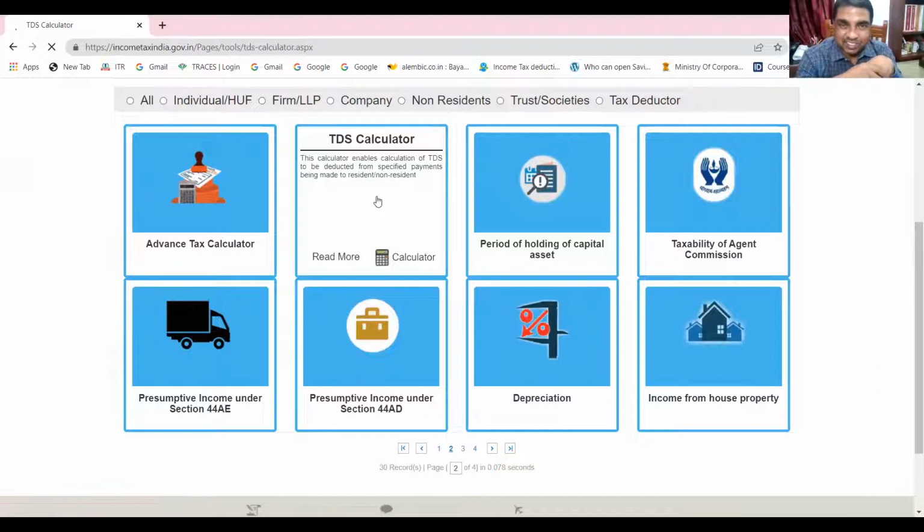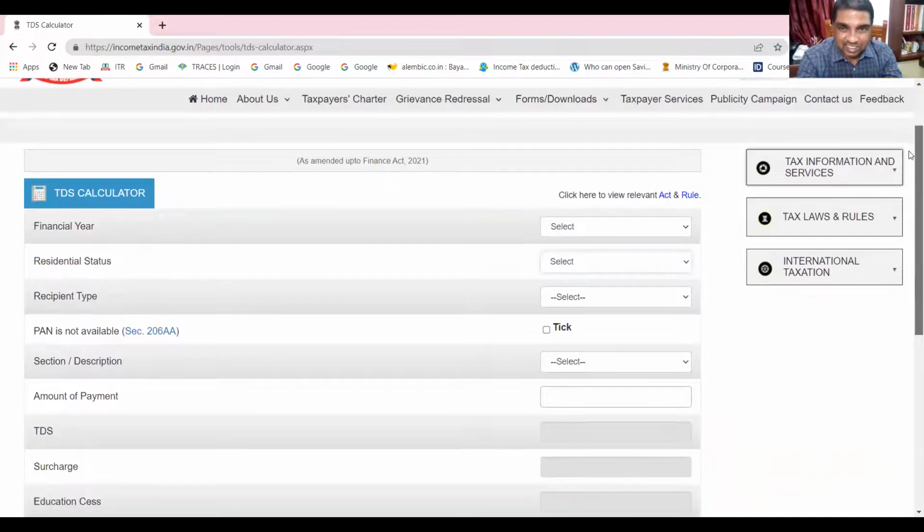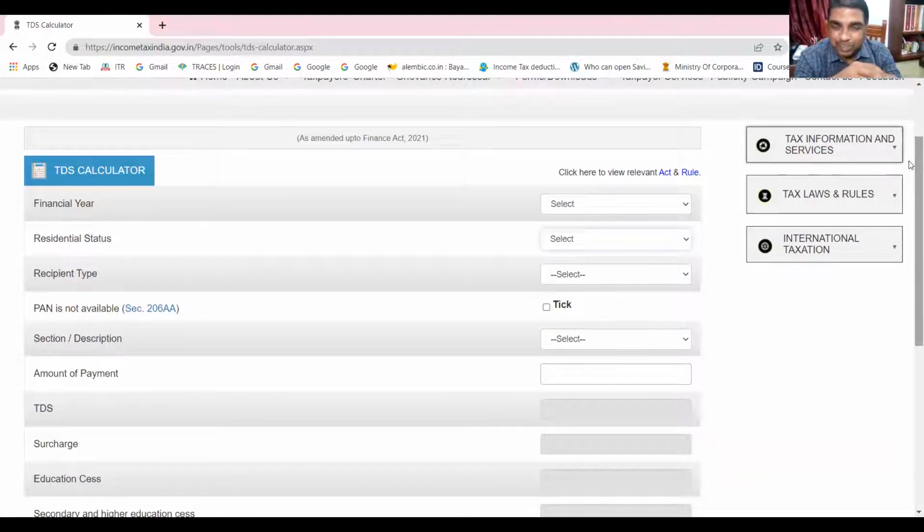If you click here, it will ask you what is the financial year, what is the residential status. That is why residential status is important. You see, it is always asking you residential status. What is the type of receipt? Here you can see all the sections I told you, no? So you can find it here, provided you have already selected this.